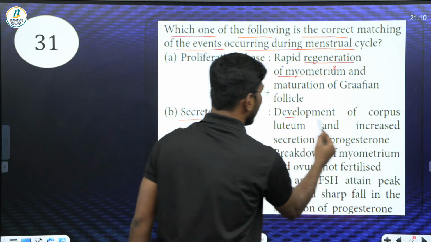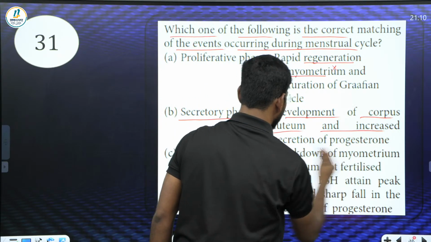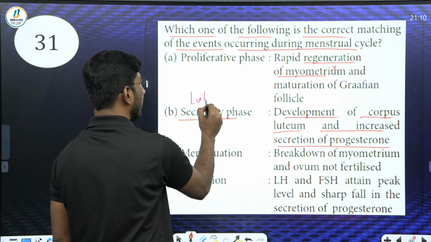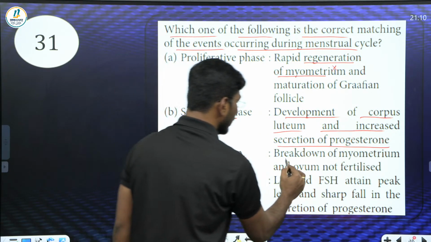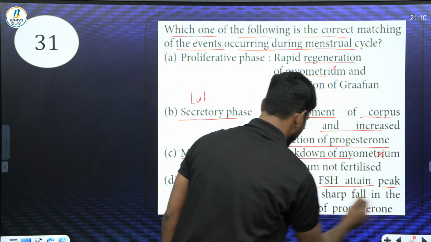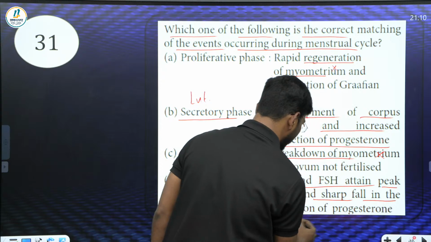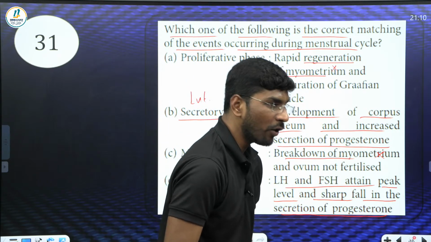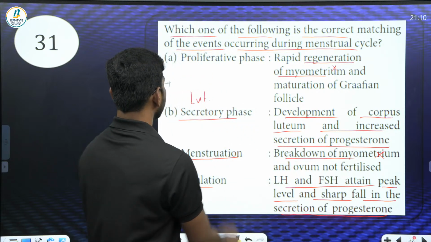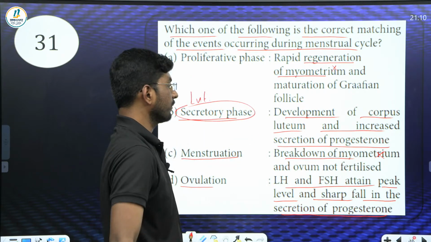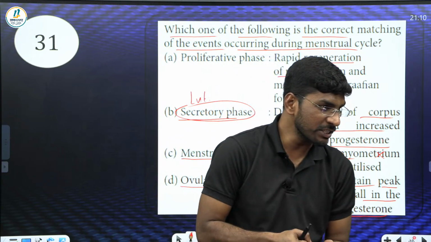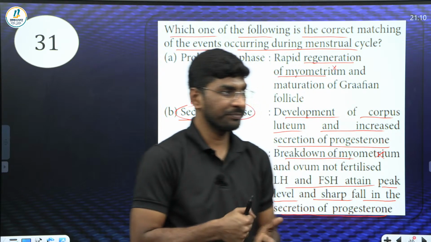Secretory phase, development of corpus luteum and increase in the secretion of progesterone. Secretory phase is also called what? Luteal phase. Menstruation, breakdown of myometrium. No. Ovulation, LH, FSH peak level and sharp fall in the progesterone. Is it D or B? Development of corpus luteum, increase in the progesterone. I am going with B. Is it D or B? Come on, try.